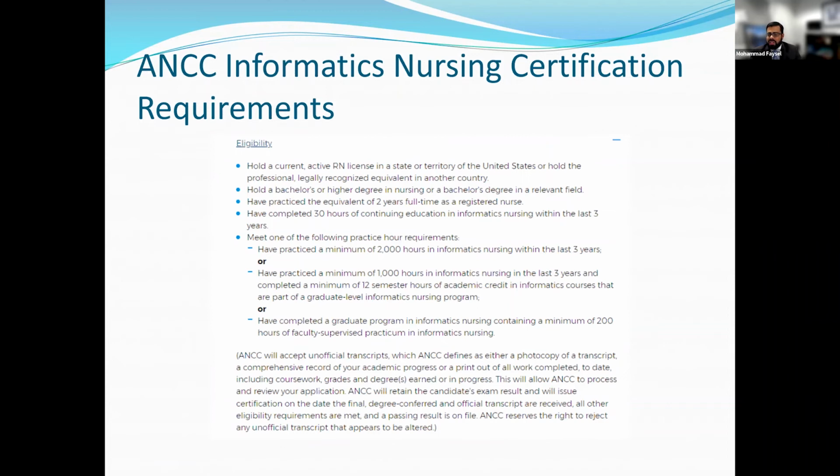Either they have 2,000 hours in informatics nursing within the last 3 years, or they have practiced a minimum of 1,000 hours in informatics nursing in the last 3 years and completed a minimum of 12 semester hours of academic credit in informatics courses. So it's basically, as you can see, graduate level informatics nursing courses, or have completed a graduate program in informatics nursing. So even if it says informatics nursing, any health informatics program that is accredited or offered in the United States, I believe also fulfills the requirements. So there is no separate requirement for that. As long as you have an informatics degree, master's level degree, that will suffice.